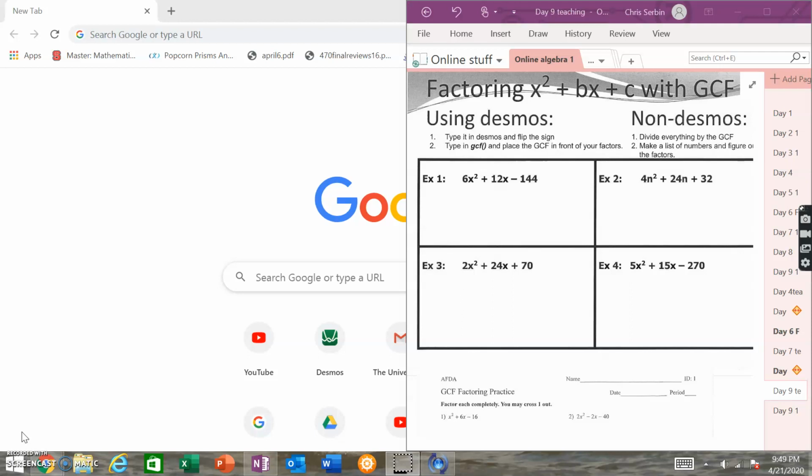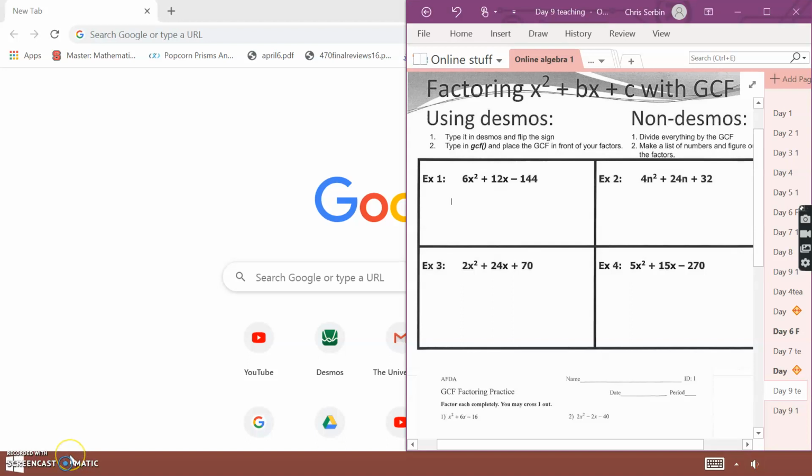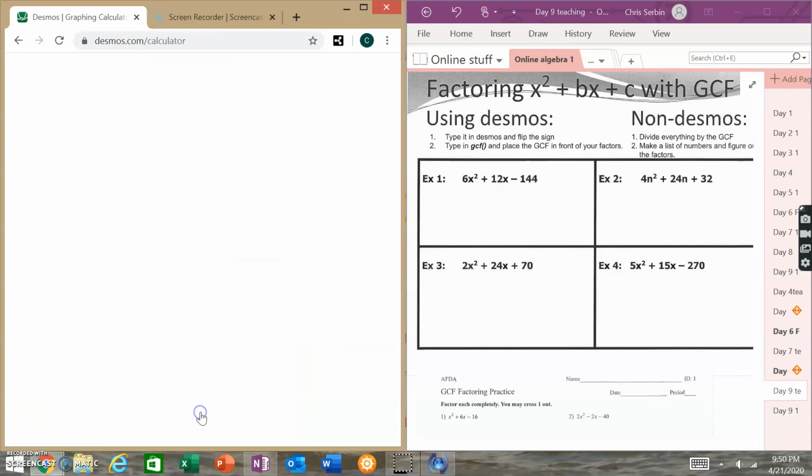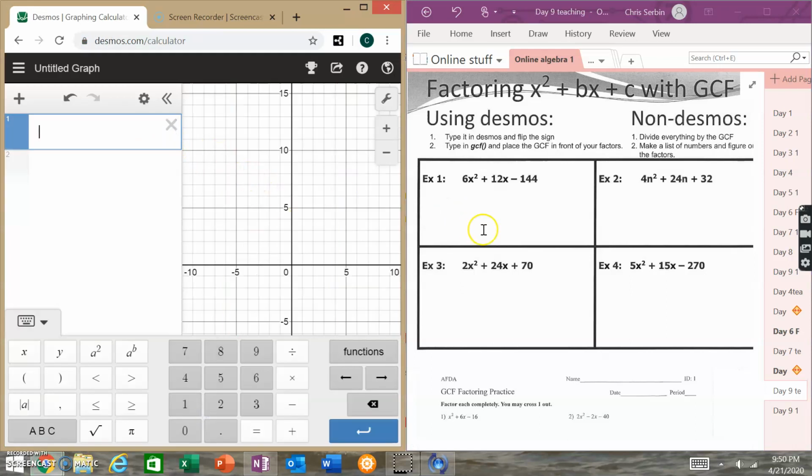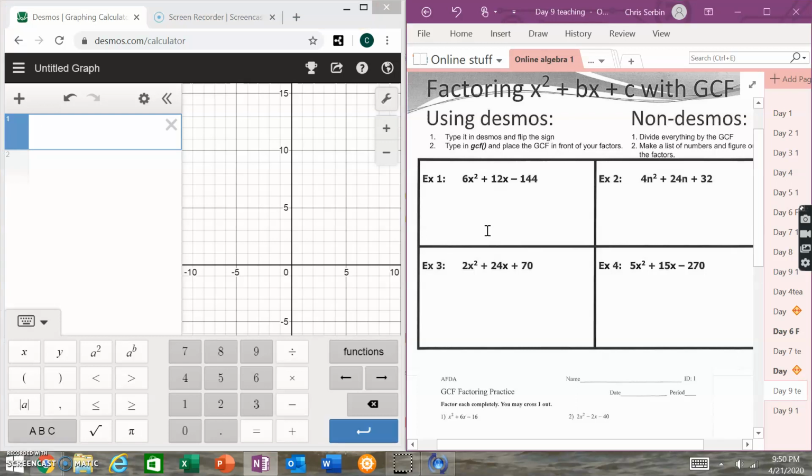So what I'm going to do over here is I'm going to pull up Desmos. If my computer will work with me. There we are. So I'll pull up Desmos, and then we are going to type in our problem. Now there's two different methods to doing this, and we're going to work on Desmos first.